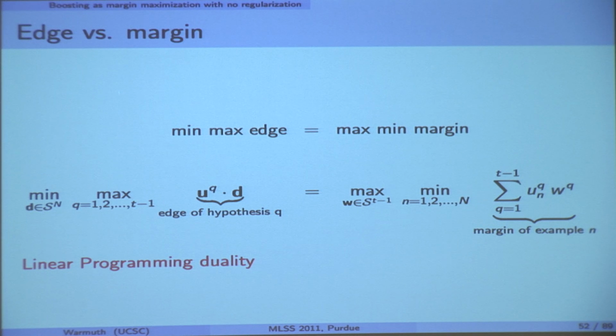It's linear programming duality. This is the modern way of doing it. Von Neumann didn't do it that way. He did it game theoretically.